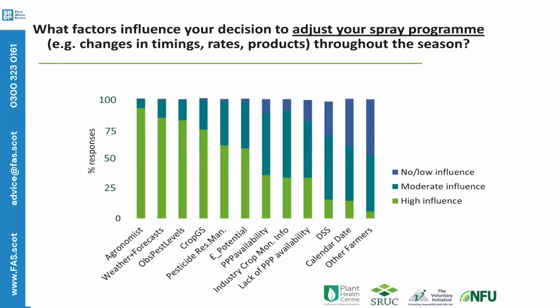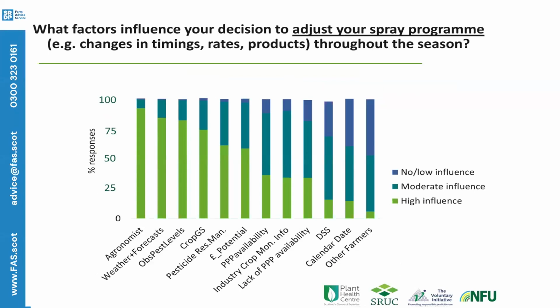And this little exercise was just done with farmers with Plant Health Centre funding to look at what influenced decisions to adjust your spray programme. So this is your in-season planning about timings and dose rates. And you can see there the green is the high influences. So agronomists make a big difference here. So that advice from agronomists is one of the key reasons that you would adjust things through the season.